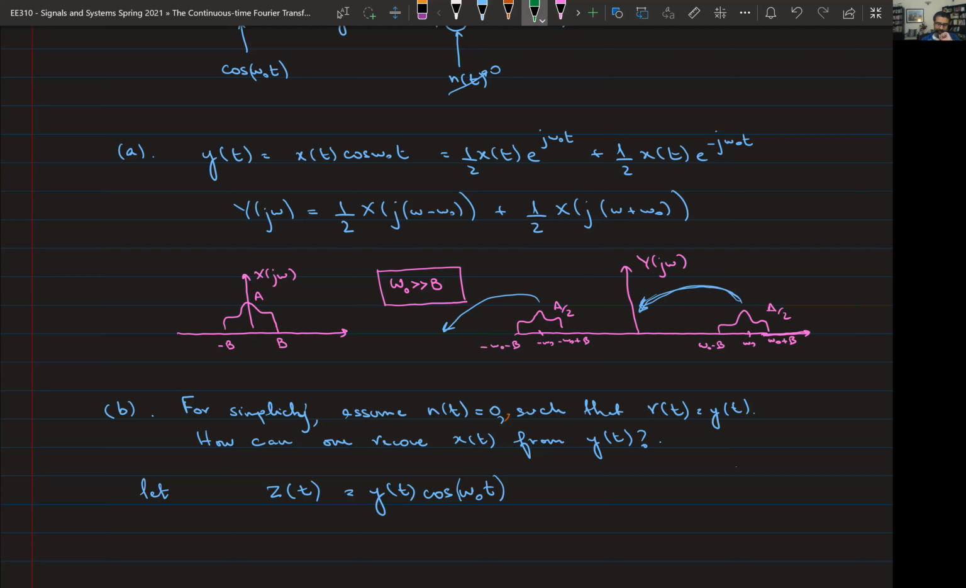And what else is going to happen? When it's brought up, this is going to come here and this is going to go there, right? Intuitively speaking, these two copies, because of e raised to power plus j omega naught t, go up, and because of e raised to power minus j omega naught t, go down, right? And the copy coming down and the copy going up both overlap on top of each other, and when they overlap, they just add up.